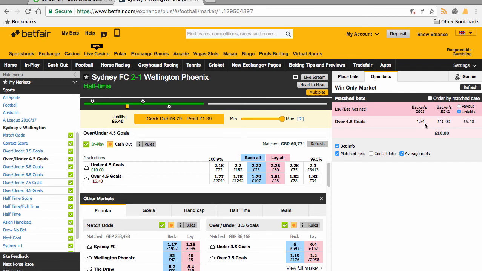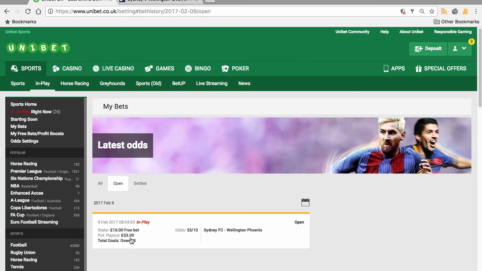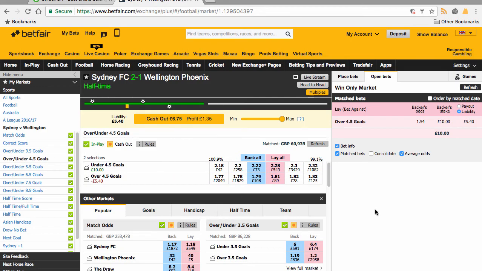So by laying at 1.54, which is what the price was when the third goal went in, we've locked in £10 if the game finishes with just 3 or 4 goals. If it goes 5 goals or more, then we're going to lose £5.40 on Betfair, but obviously we're going to get paid out £33 there, so we're going to be on a £27.60 profit. So that's an excellent position to be in.